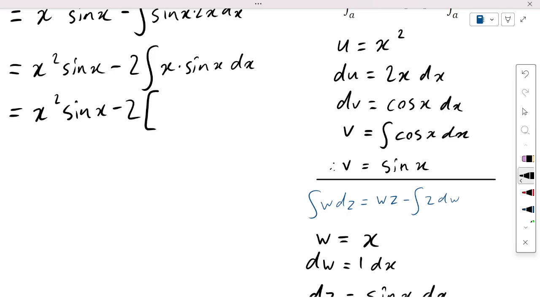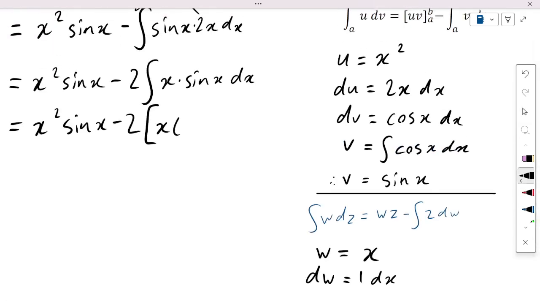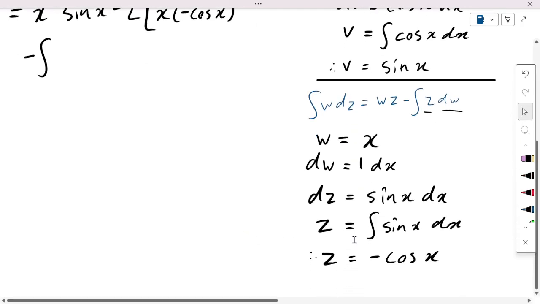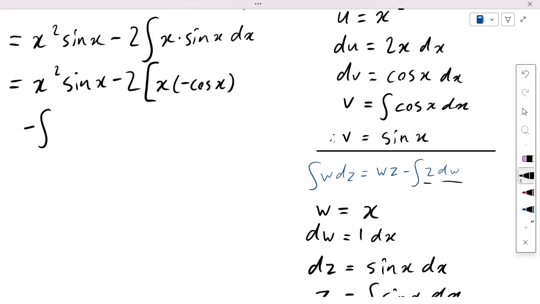Therefore, this is going to be written as wz, w multiplied by z, w is equal to x, and z is equal to sine x. Or no, z is actually equal to minus cosine x. Okay, minus cosine x. And then we're going to say minus the integral of z multiplied by dw over here. So z is equal to negative cosine x, so negative cosine x multiplied by dw, which is equal to dx. 1 dx, but we can just write it as dx. Okay, and then close the bracket.